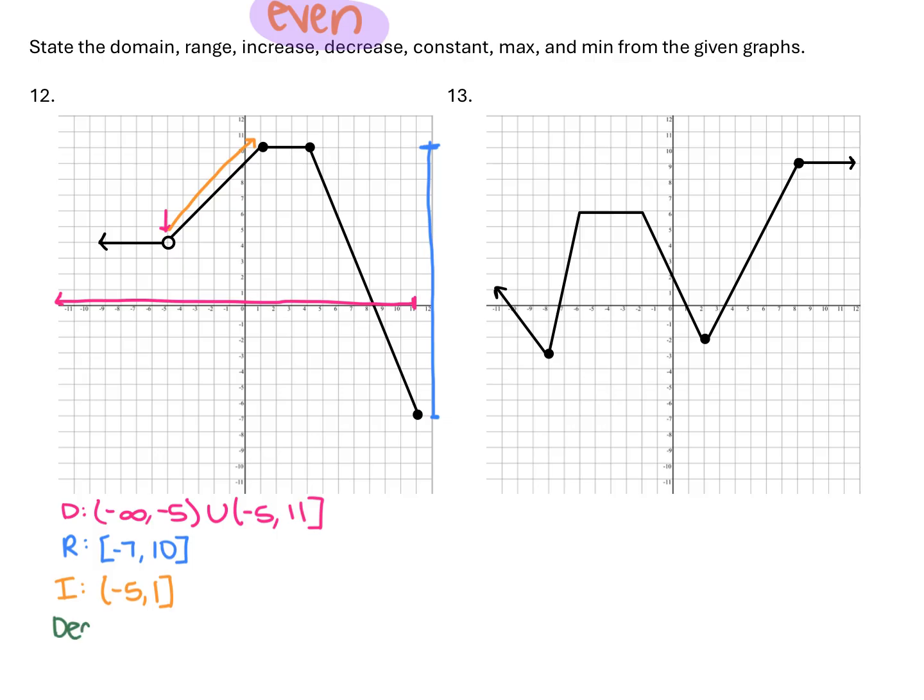Your decrease are the x values and where the line goes down from left to right. So you are going down from left to right from the 4 to the 11. Brackets on both because there's closed circles at both.